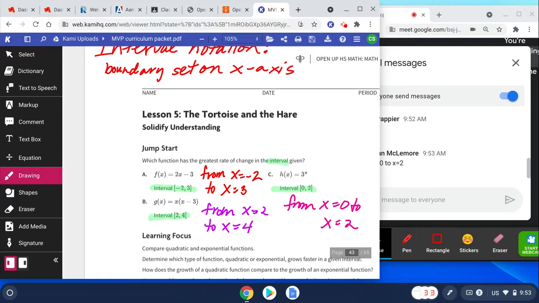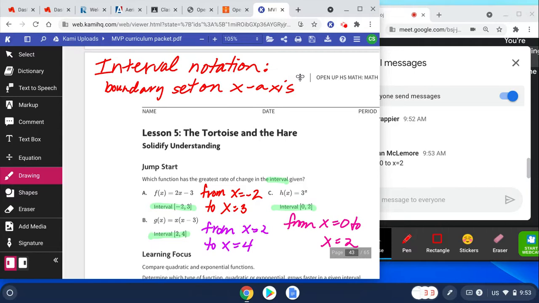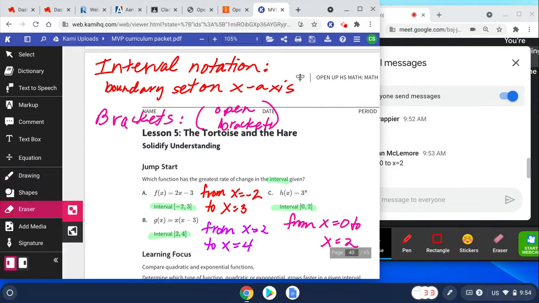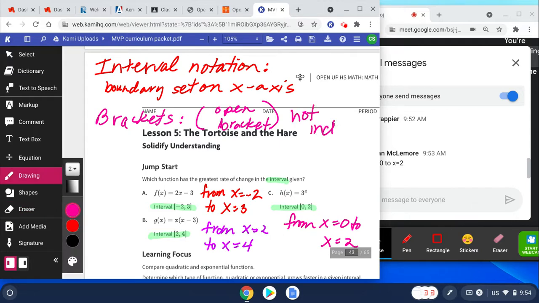Now, there's one other thing I want to mention that you may or may not remember, and it's about the brackets. The brackets matter in interval notation. Recall that an open bracket is drawn as parentheses. And what do open brackets mean? They mean not included.